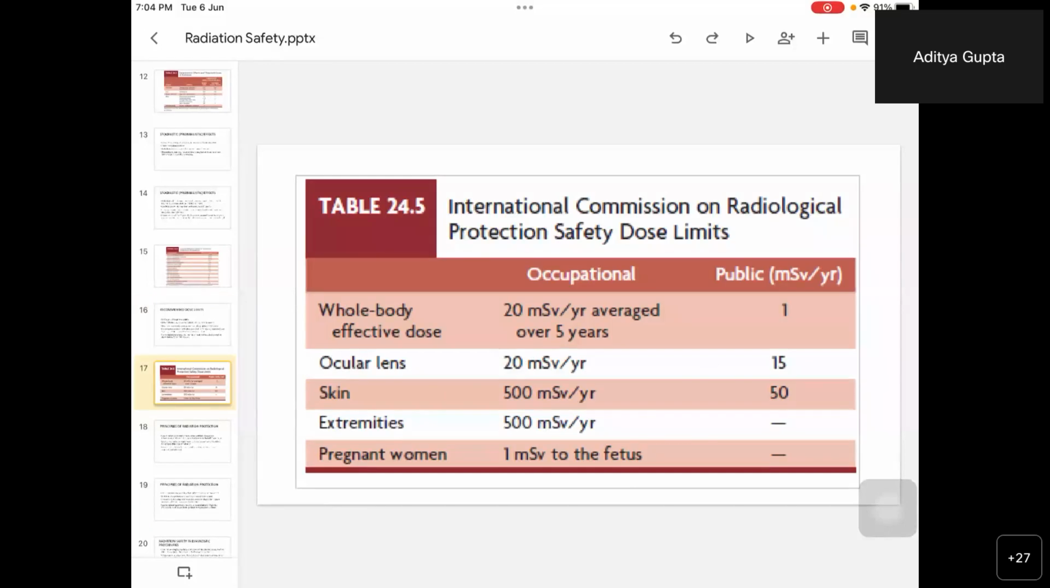This is the ICRP safety dose limits. For the whole body, as previously said, the effective dose of less than 20 millisievert per year, or averaged over 5 years, is the safety dose limit. For the lens, it is 20 millisievert per year. For skin, it is 500 millisievert per year, and extremities also 500 millisievert per year. And for pregnant women, the safety dose limit for the fetus is 1 millisievert.